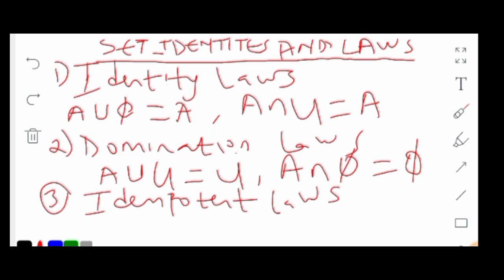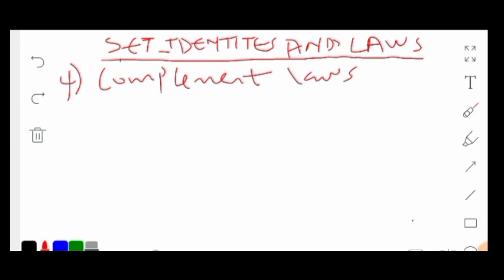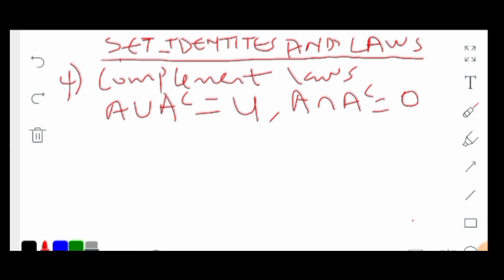Idempotent law says A union A always equals A, and also A intersection A always gives us A, set A. That's idempotent law. Let's move on. Complement laws. What does complement law say? It says A union A complement always gives us the universal set, and A intersection A complement always gives us the empty set. That's about complement laws.